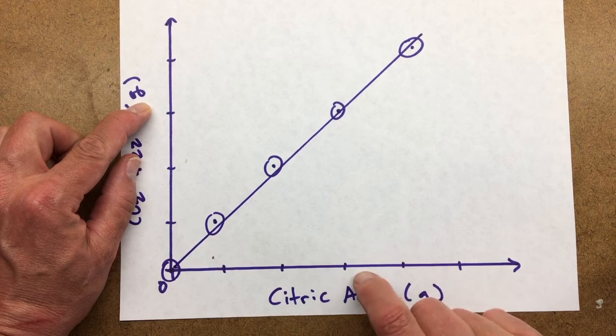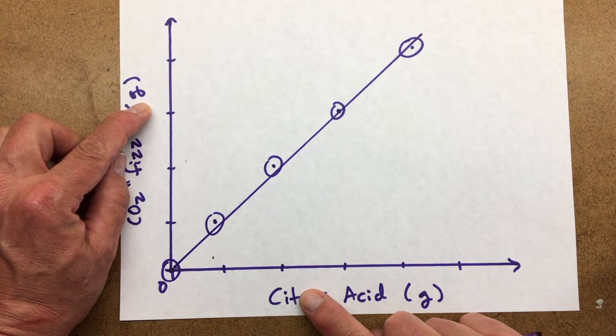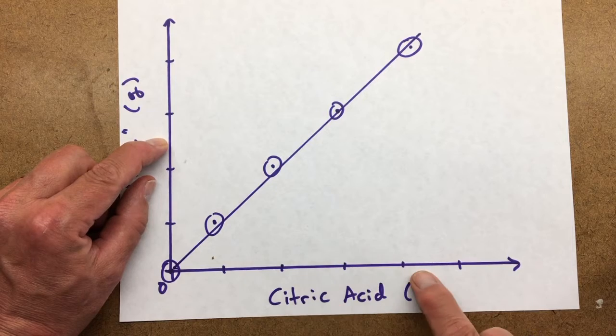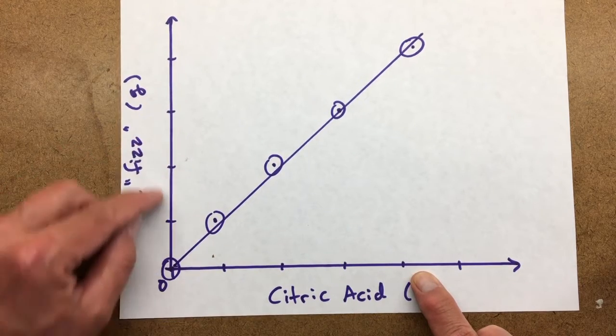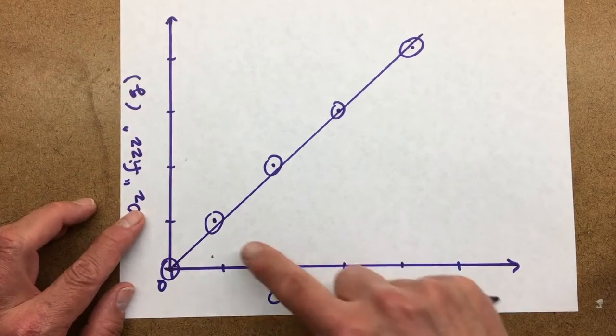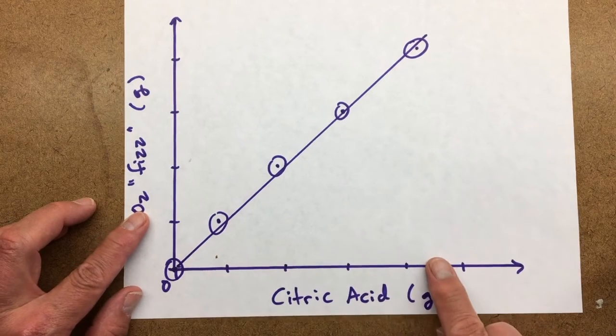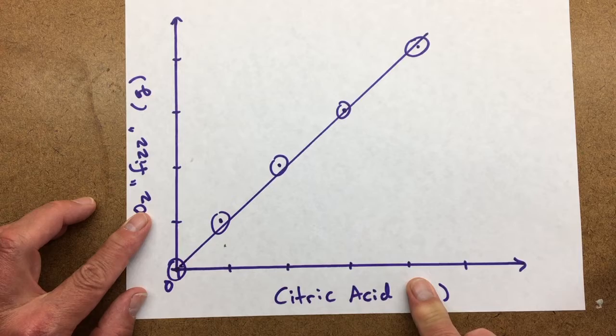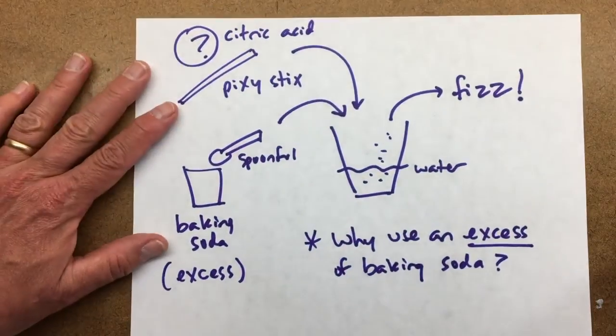that these two things should increase at the same rate. If you use twice as much citric acid, you would expect to make twice as much fizz. If you used 3 times as much citric acid, you would make 3 times as much fizz. That these two amounts increase proportionally to one another. That gives you this straight line, a constant slope. Now the reason that we made this was so that then we could use that to find out an unknown amount of citric acid that was in some pixie sticks.